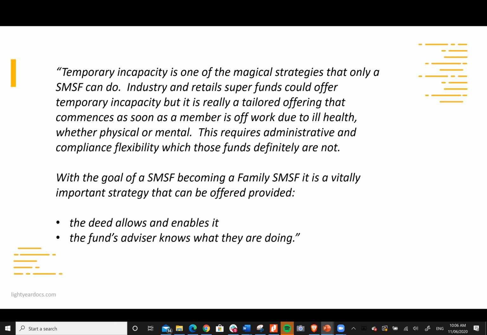So, if I'm sick, by tomorrow, I can turn on the spigot, the temporary incapacity spigot, virtually, and you as advisors should be able to do that. Whereas there's no way in the world you're going to be able to do that with an industry and retail fund. These things are like big behemoths, they just don't turn on a dime, and essentially that's where we really want to be able to go.